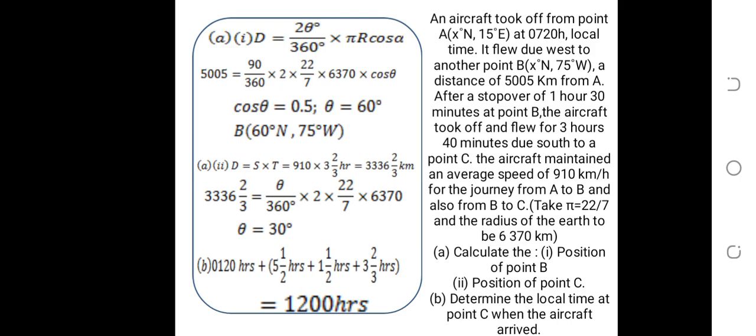The aircraft maintained an average speed of 910 km per hour for the journey from A to B and also from B to C. Take pi to be equal to 22/7 and the radius of the Earth to be 6,370 kilometers. Calculate: 1. the position of point B, 2. the position of point C. B. Determine the local time at point C when the aircraft arrived.